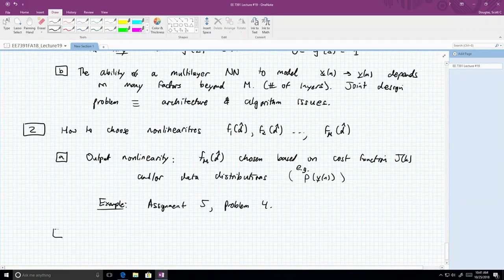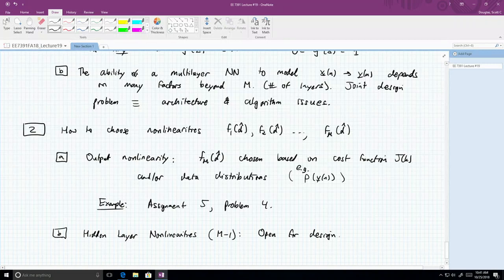Well, for the hidden layer nonlinearities, of which there are m minus 1 of them, right, for an m-layer system, okay? This is actually open for design, all right? And I know you're saying, what do you mean? Well, choose a function and see how it works.